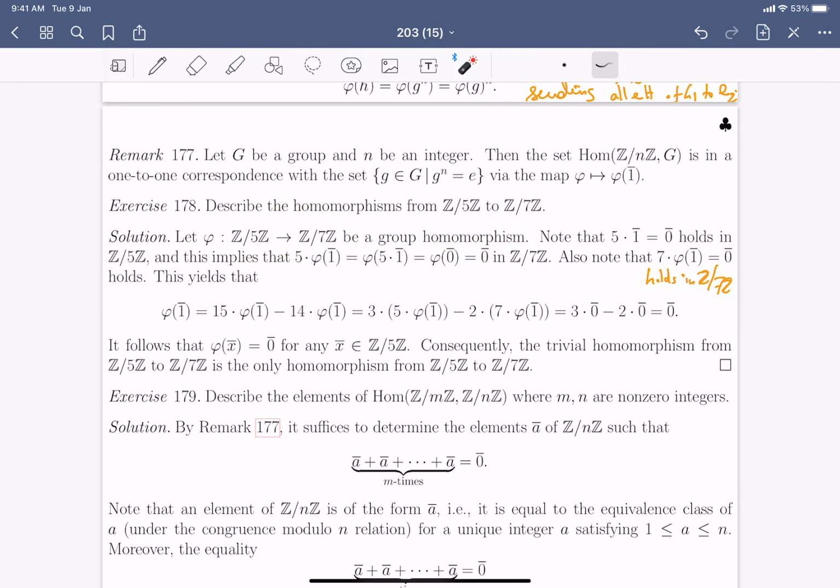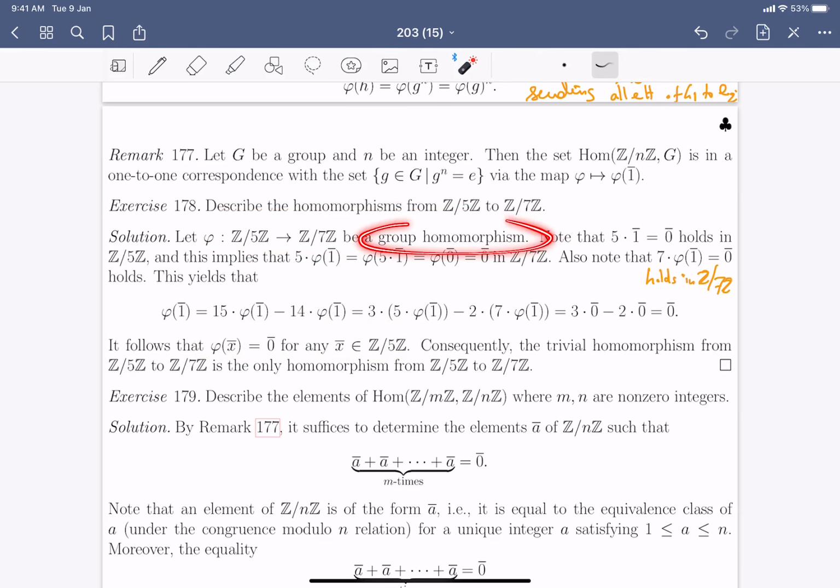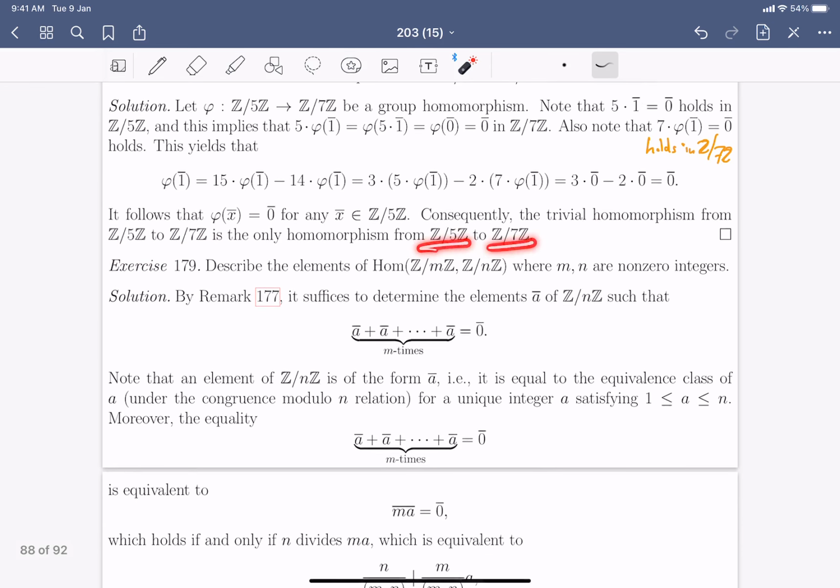Okay, so we have seen that whatever group homomorphism one may start with, you will end up obtaining phi of x bar equal to 0 for any x. In other words, any group homomorphism has to be the trivial homomorphism. So the trivial homomorphism from Z mod 5Z to Z mod 7Z is the only homomorphism from Z mod 5Z to Z mod 7Z.